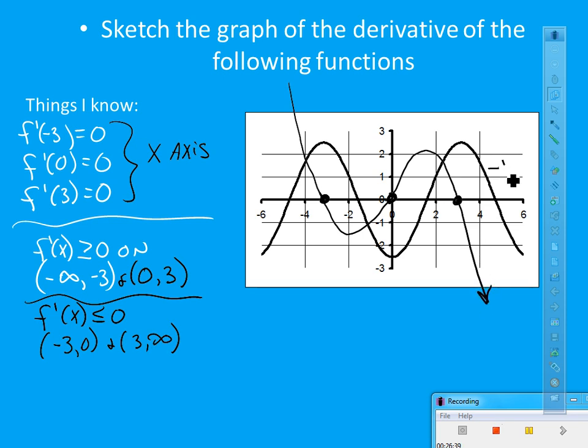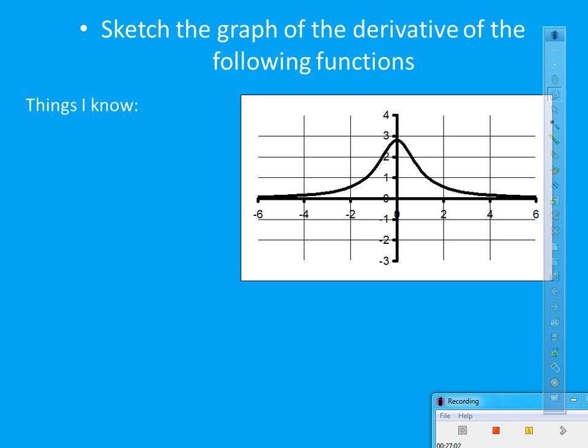So here's my f of x graph. Here's my f prime of x graph. Is it perfect? No. If I wanted to make it perfect, I could estimate the slopes of the tangent lines and get a little bit more accurate. Okay? And then I've only got 2 more, so hang with me.